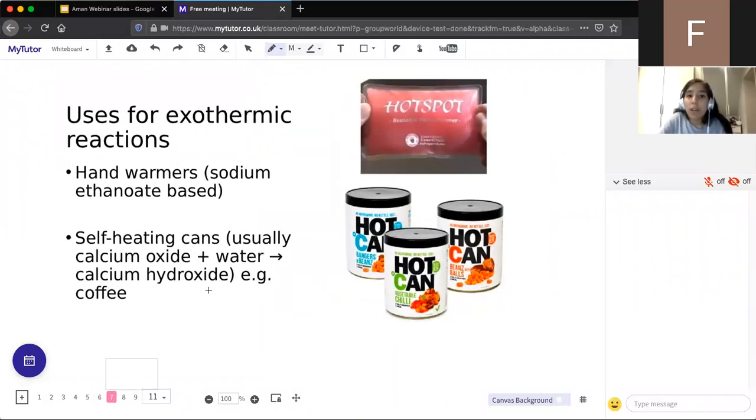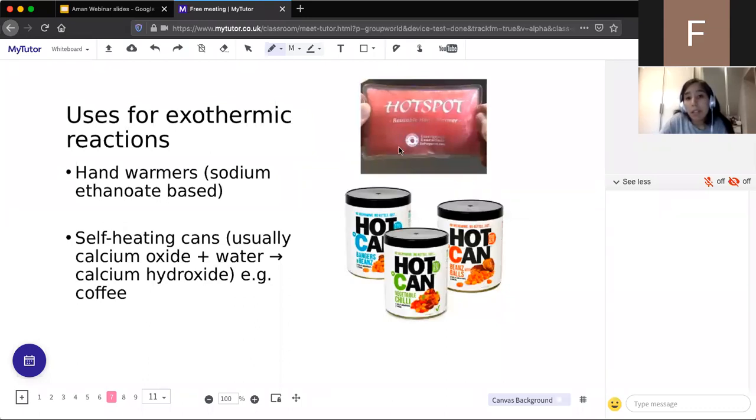So some uses for exothermic reactions then. There are always exam questions on uses. The first one you might have used is hand warmers. Hand warmers are usually based on sodium ethanoate, and we went through the reaction of it as an exothermic reaction. The reason we use them in hand warmers is because A, they're not dangerous, and B, they heat up very quickly and they can last for about 30 minutes.